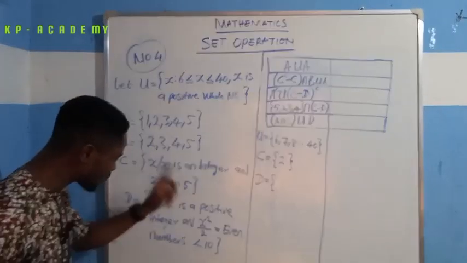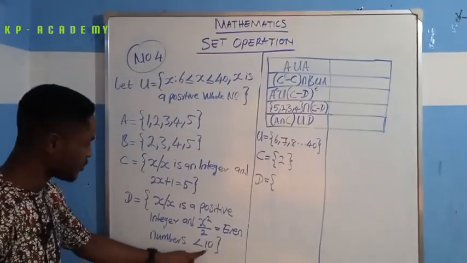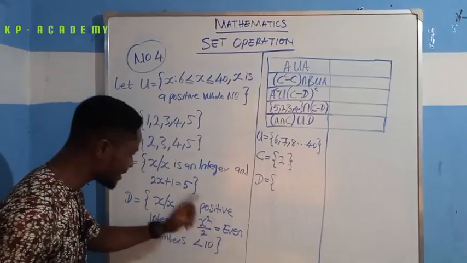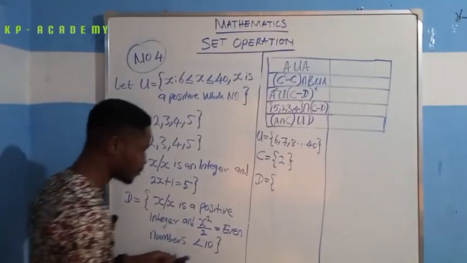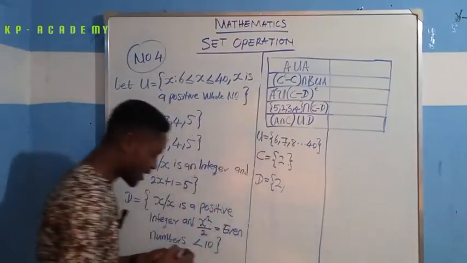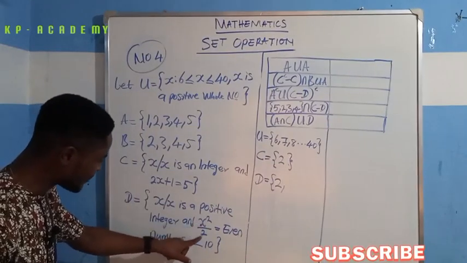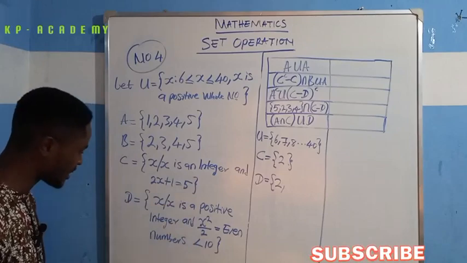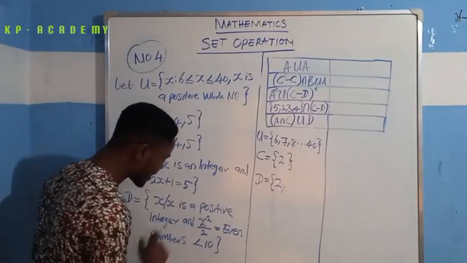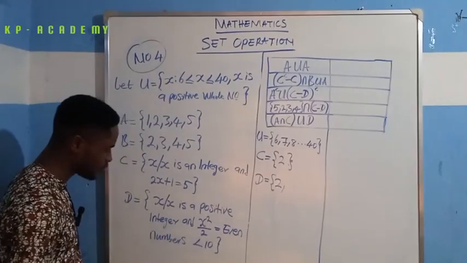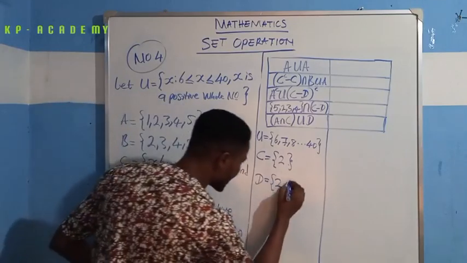So 1 squared is 1, divided by 2 is 1 over 2. So 1 over 2 is not an even number. Even though it is less than 10, it is not an even number. So we move over to 2. 2 squared is 4. 4 divided by 2 is 2. And it is less than 10 and it is an even number. So 2 is a member. Next one is 3. 3 squared is 9. 9 divided by 2 is also a fraction, and of course it's not an even number. Next one is 4. 4 squared is 16. 16 divided by 2 gives us 8, and 8 is less than 10, and of course it is still an even number, so 8 is a member.